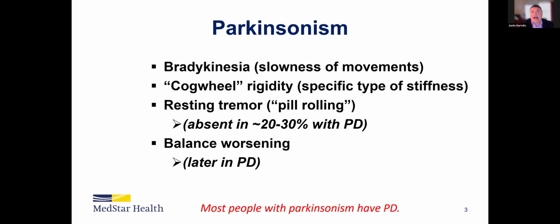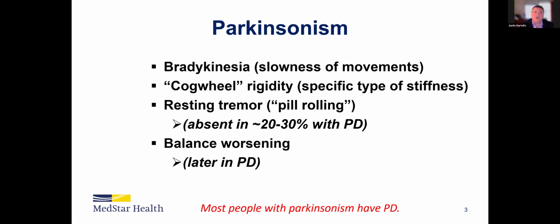Parkinsonism just means that I have some symptoms that people with Parkinson's disease have, but it might not come from that, right? So this is typically bradykinesia. That's what we call the slowness of movements, the fancy word for that. Cogwheel rigidity. This is a specific type of stiffness that people can get, which is different than the stiffness you may get after a stroke or the stiffness that comes with arthritis. So it's not just any type of stiffness, but this is what we call it in medical terms, cogwheel rigidity. And then resting tremor.